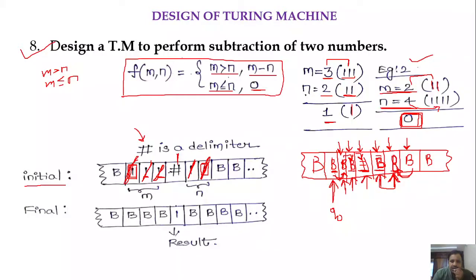So here, if we move the head towards left, we get a hash. Okay, so when we get a hash immediately after the blank during the left move of the head, that indicates that the input has been processed. The entire input has been processed. So what we have to do here is convert this hash into 1. Okay, we have to convert this hash into 1. So this is how we perform this subtraction.